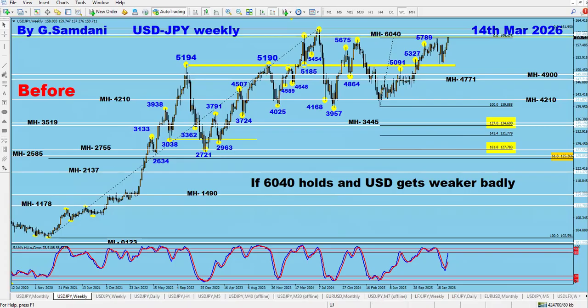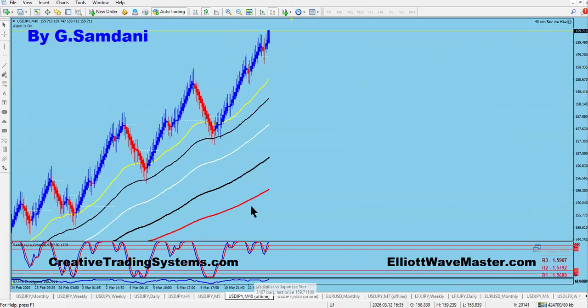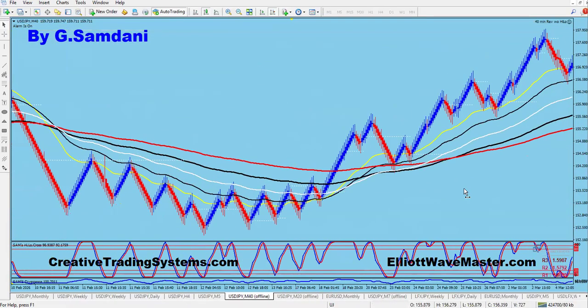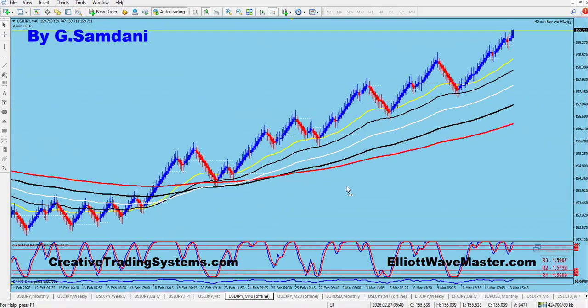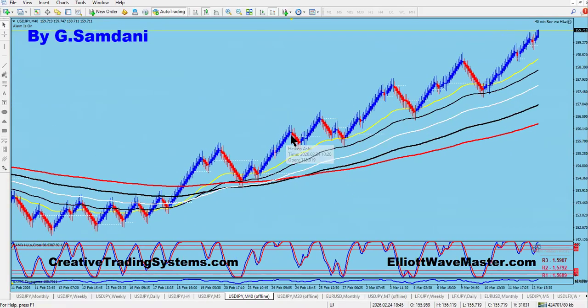Now, on a 40-minute chart, you can see that. Look at that. What beautiful thing can you get better than this? This is the entry, this is the entry, and it keeps going to the upside.